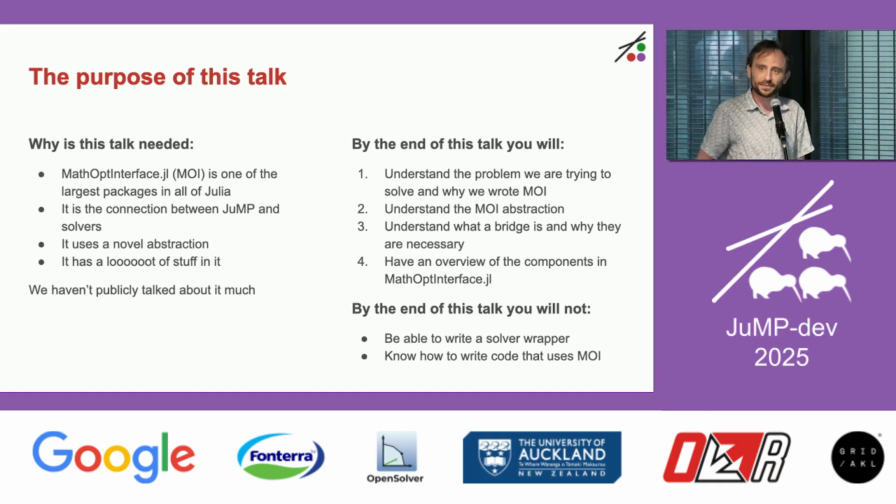Why is this talk needed? MOI is one of the largest packages in Julia. Everybody uses it every time they solve a JuMP model. It has some very novel stuff in it. It has a lot of stuff in it, as we'll kind of get to. And we've never really given a talk about it at JuMP. There's a paper about it that we wrote. There's the online documentation, but there's no easily accessible overview of it on YouTube. So hopefully this is what this will be.